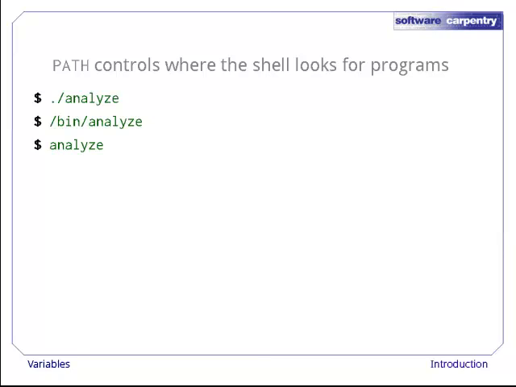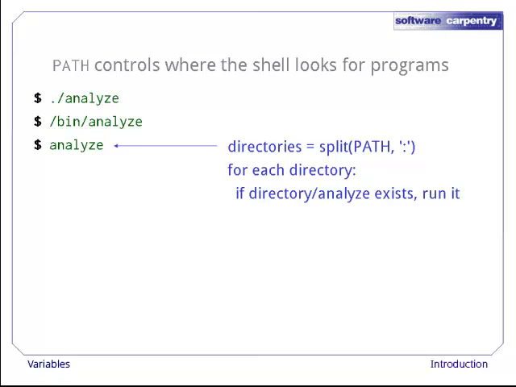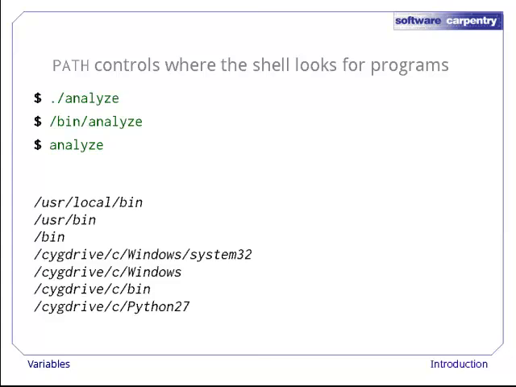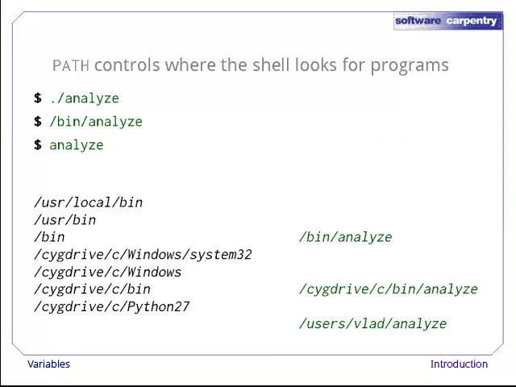How should it choose? Its rule is simple. The shell checks each directory in the path variable in turn, looking for a program with the requested name in that directory. As soon as it finds a match, it stops searching and runs the program. To show how this works, here are the components of path broken out 1 per line. On our computer, there are actually 3 programs called analyze in 3 different directories. Since the shell searches the directories in order, it finds the one in /bin, not either of the others. Notice that it will never find the program /users/vlad/analyze, since the directory /users/vlad isn't in our path.